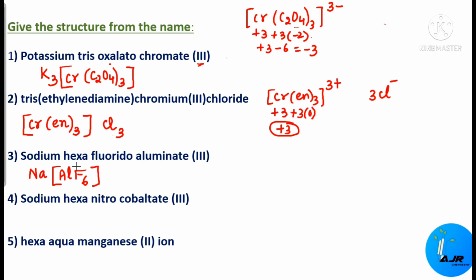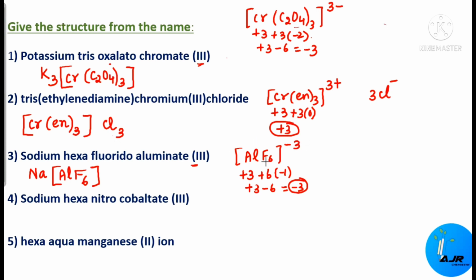Now we are supposed to fix the number of sodium atoms. So how many sodium atoms are there? For that we can make use of the oxidation number. So how to find it out? AlF6. What's the oxidation number of aluminum? It's plus 3. Then plus 6 into, for a fluoride, it is minus 1. So plus 3 minus 6 is equal to minus 3. So the charge on this complex ion will be minus 3.